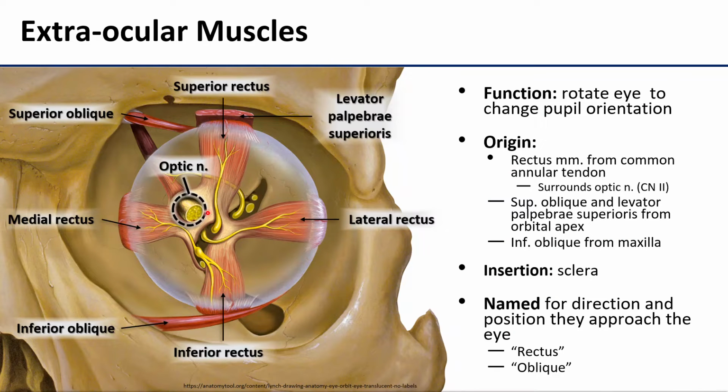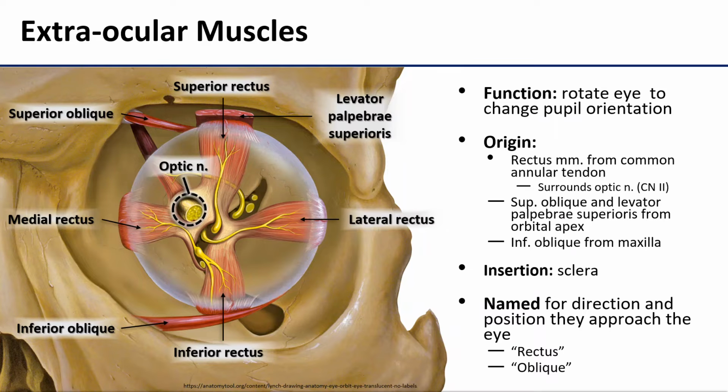Rectus means straight, so the names of these muscles are telling us how they approach the eye. Okay, so that inferior oblique muscle that we saw here, it's coming at the eye from an angle, or obliquely, whereas these are coming straight on. All right, so if you find yourself in lab or on a practical struggling with figuring out which extraocular muscle you're looking at, take a look at the direction it's traveling to meet the eye.